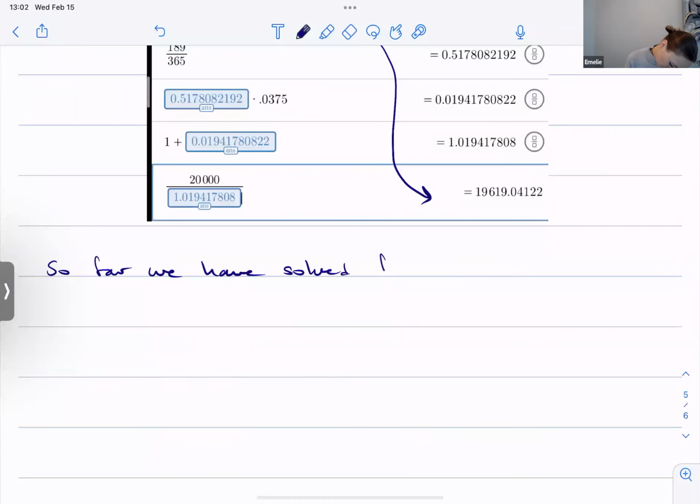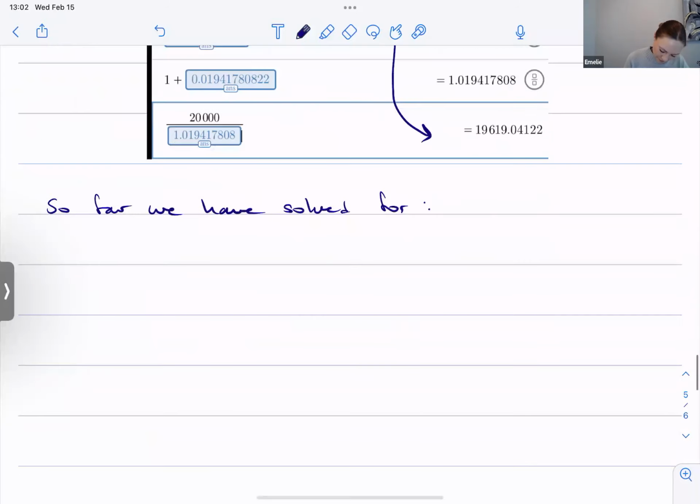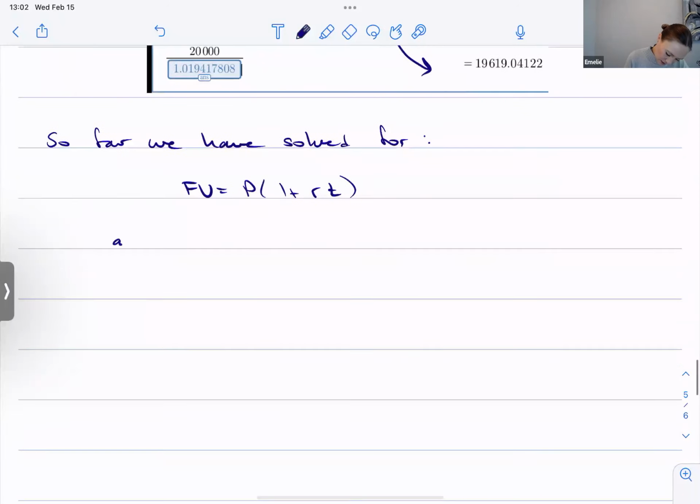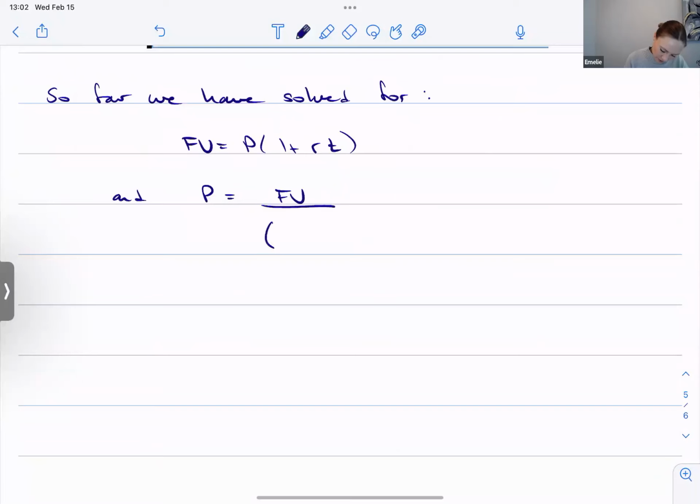Okay. So far, we have solved for the future value, which is P times 1 plus R times T, and P, which if you rewrite it is the future value divided by 1 plus R times T. So now in this next section, what we want to do is we're going to solve for R and T. Now we did just briefly derive the formulas last day. So, but I'm going to rederive them because it can be a little bit tricky, right? And so we'll work through them.